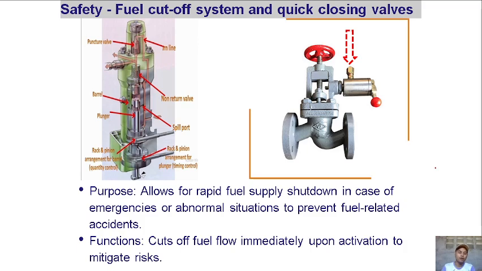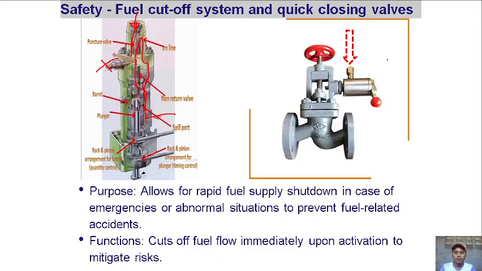Okay, let's continue. We have for safety, the fuel cut-off system and quick closing valve. So, purpose: allows for rapid fuel supply shutdown in case of emergencies or abnormal situations to prevent fuel-related accidents. Functions: it cuts off fuel flow immediately upon activation to mitigate risk. So, pag nagbigay ka ng hangin dito sa ating puncture valve, automatic na yung fuel mula sa inlet is hindi na makakapasok doon sa injector and then magre-recirculate na lang dito. So, wala nang papunta injector, mamamatay yung injector, mamamatay yung makina.